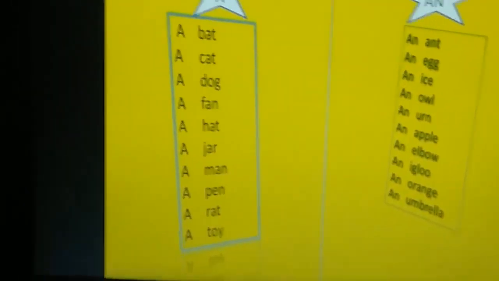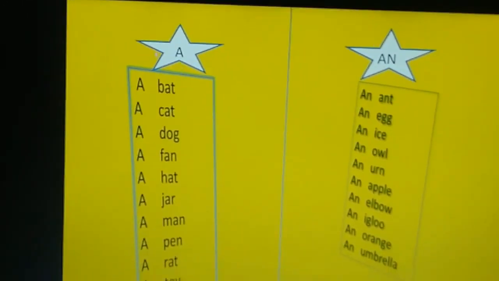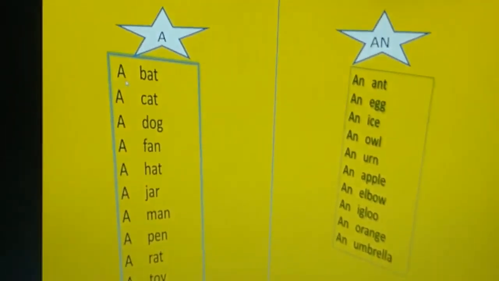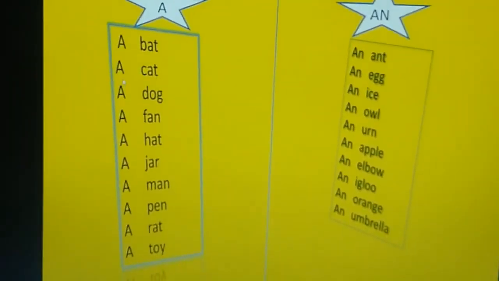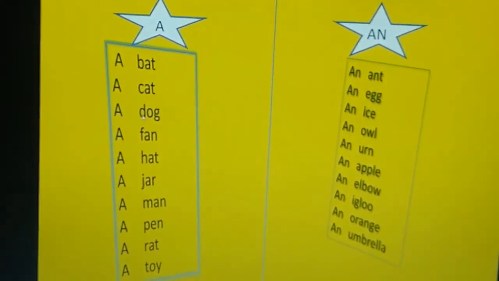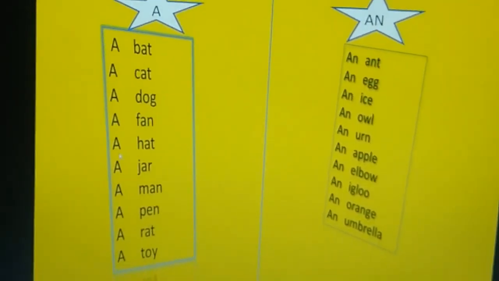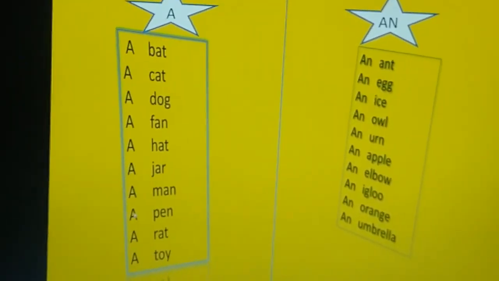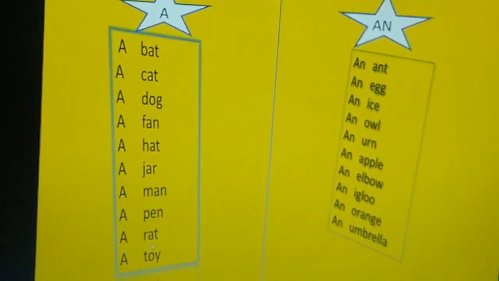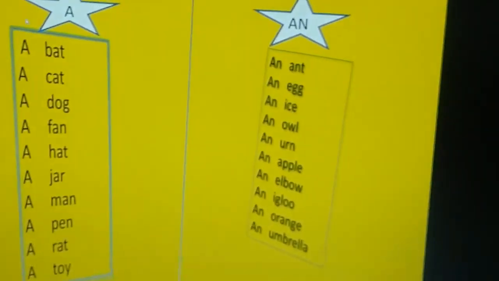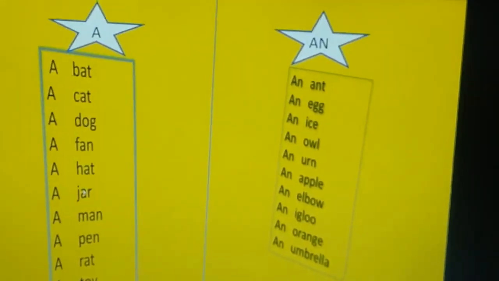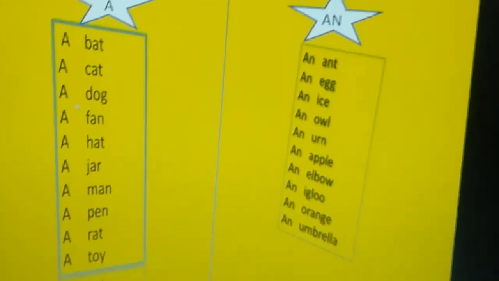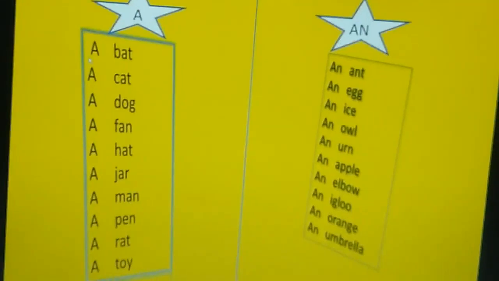Look at the words. What is written? A. Look at this: a bat, a cat, a dog, a fan, a hat, a jar, a man, a pen, a rat, a toy. Because these all start with consonants: B, K, D, F. So you have to use a before consonant words.